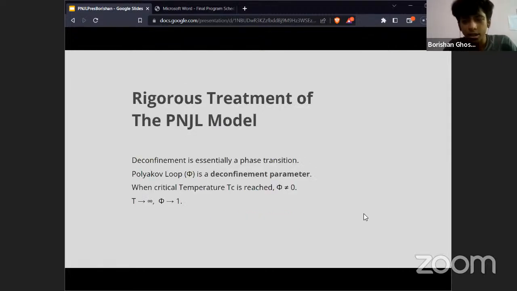So we begin with how we would rigorously treat such a model. The crux of the idea is deconfinement, where deconfinement is essentially a phase transition. And to understand that, we introduce a parameter, phi, or the Polyakov loop. When critical temperature is reached, we start to transition into the state of matter that we know as quark gluon plasma. So at such a temperature, phi is non-zero. And as temperature approaches infinity, phi approaches 1. Think of phi as a step function. If phi is 1, it is likely we have quark gluon plasma at hand, and if phi is 0, we have hadron gas at hand.